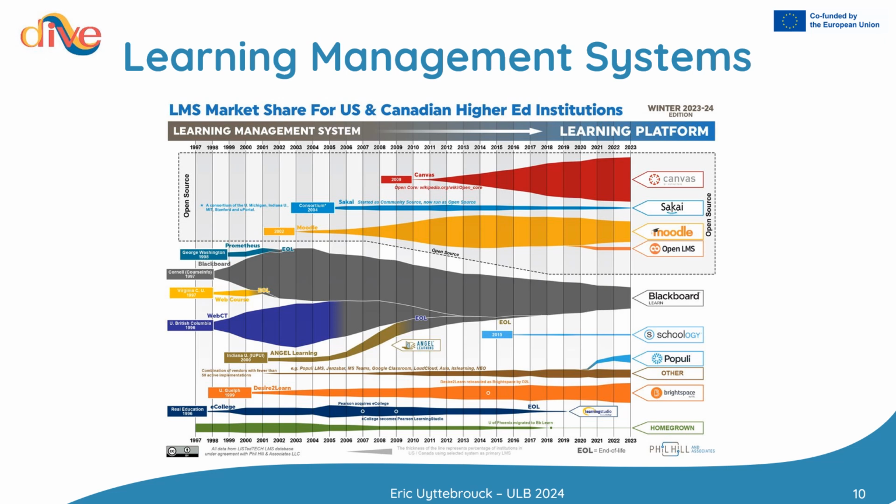In this diagram, you can see the current state of the LMS market in North America. You will notice that Blackboard, once the market leader, continues to lose market share. Moodle is losing ground but remains strong among universities, while Canvas is emerging as the new leader. It is important to note that homegrown products have nearly disappeared.